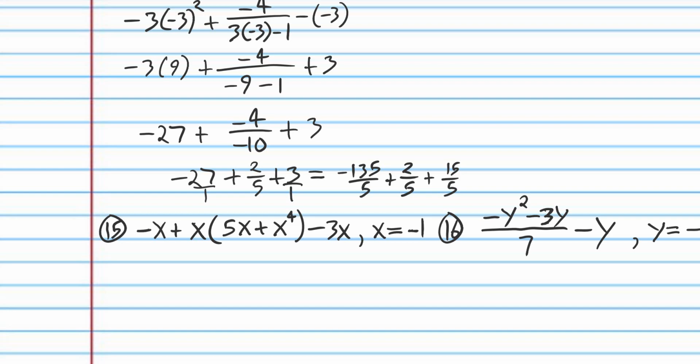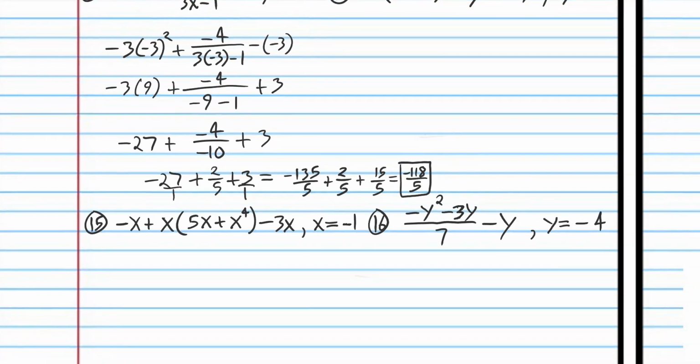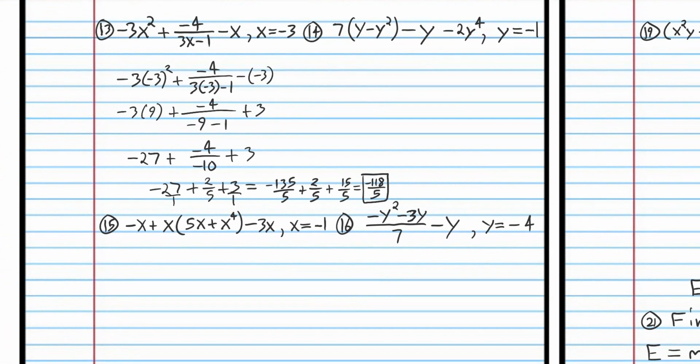So add those up, and we get negative 135 plus 2 is negative 133. Negative 133 plus 15 is negative 118, I believe. So if you got negative 118 over 5, good job. Now in that case, it's probably best to write it as a mixed number, but we don't have to worry about doing that now.